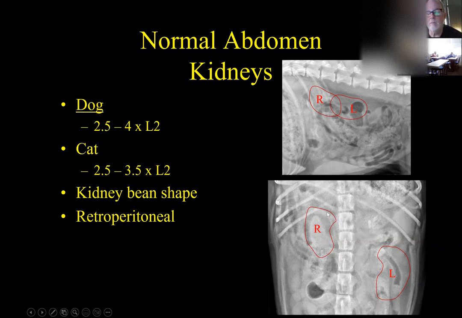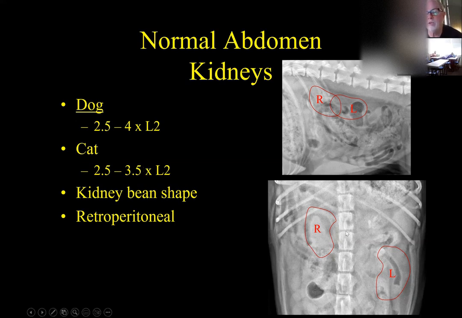In a dog, both kidneys should be somewhere around 2.5 to 4 times the length of L2 in size. In a cat, it's a little more exact, a little smaller. In a cat, probably somewhere around 2.5 to 3, or maybe 3.5 times the length of L2. So we have a built-in control.